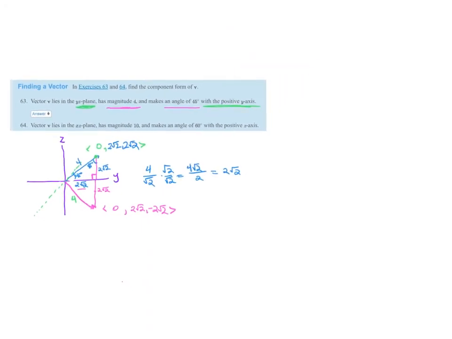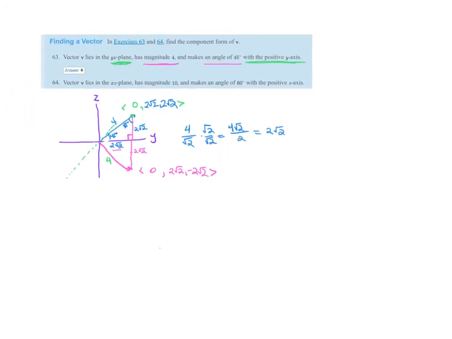Now, let's take a look at number 64. Vector v lies in the xz plane. So I'm going to draw that out. My x is here, and it's on the xz plane, and so z I'm still going to make going up. So this is z, this is x, and then our y is going to be here. Okay, so this is 3 dimensions. So we know the vector lies in the xz plane, on our green and purple here. It has a magnitude of 10 and makes an angle of 60 degrees with the positive z-axis.